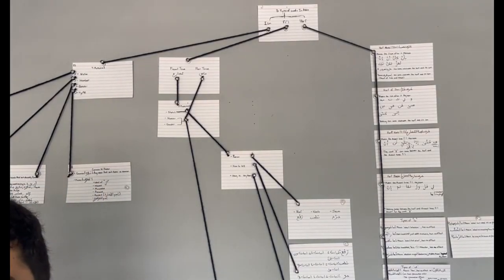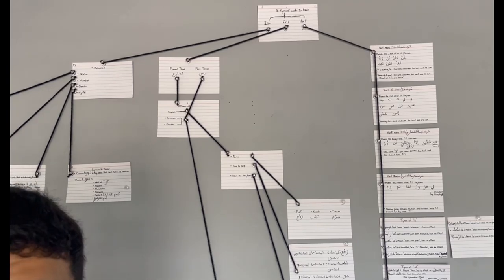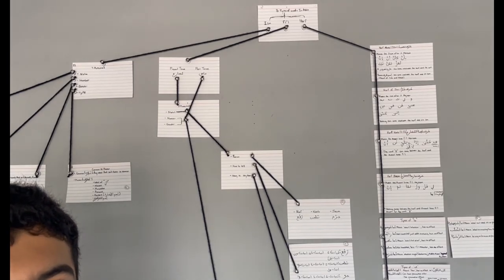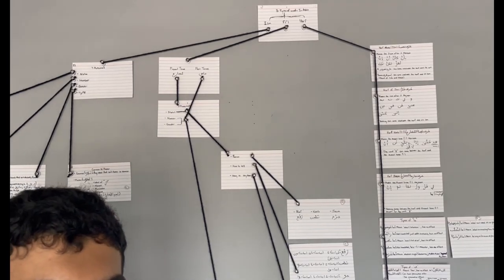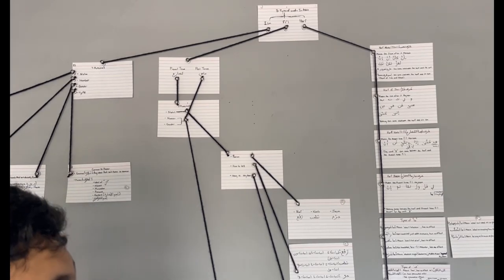That's only because verbs in English don't have a lot of information built into them, while fi'ls do. If you say yajri, that means he runs. In English, if you just say runs, it doesn't mean who is running. It doesn't show you who is doing it. It just tells you if it's past or present, but it doesn't tell you who's doing it. But in Arabic, it all is in one word.